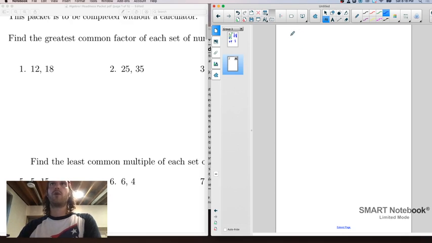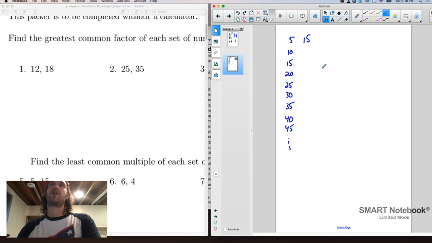So the slow way to do these problems, 5 and 15, is to write the multiples of 5 out. The multiples of 5 are 5, 10, 15, 20, 25, 30, 35, 40, 45, and so on. There are an infinite number of multiples. For 15, it is 15, 30, 45, 60, and so on and so forth.